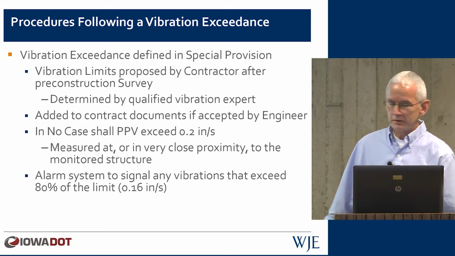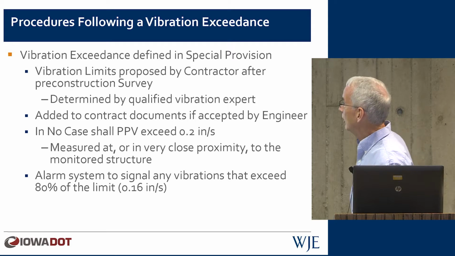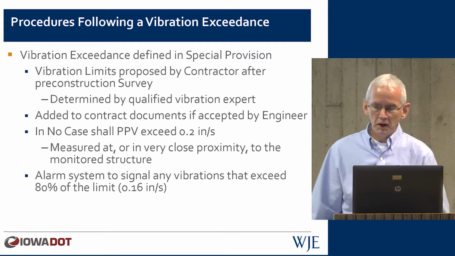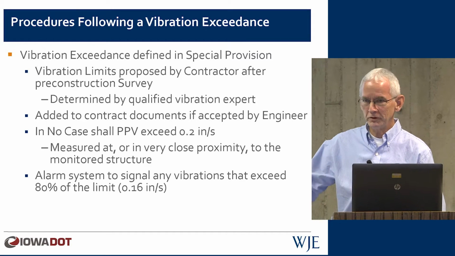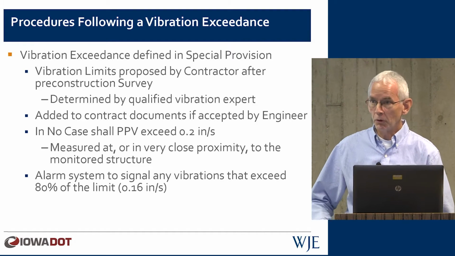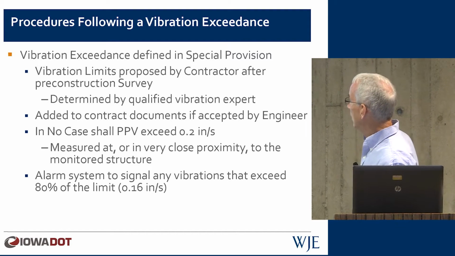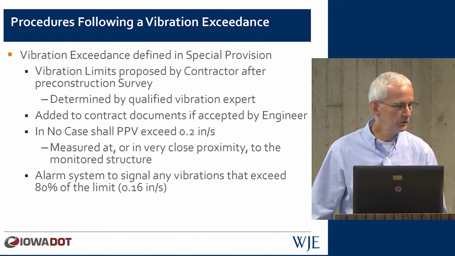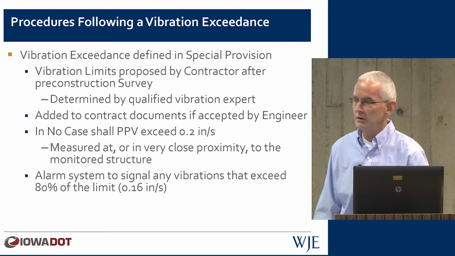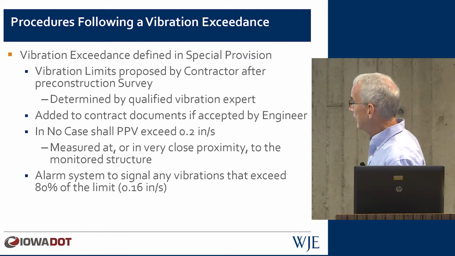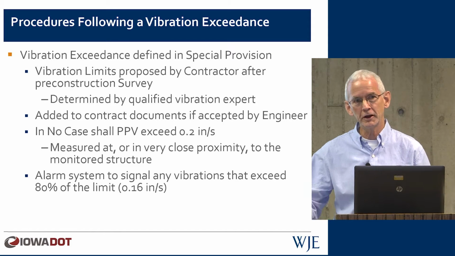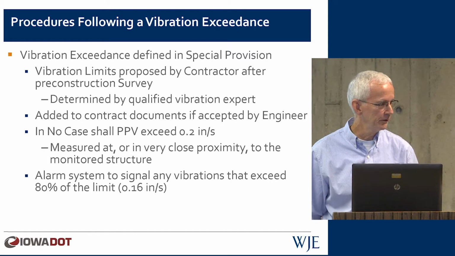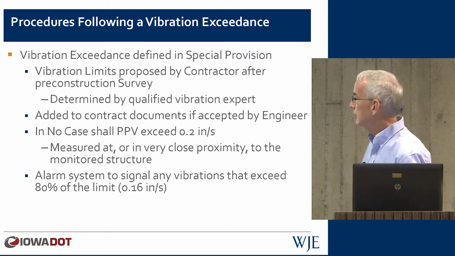The vibration limits are determined by the qualified vibration expert after they've gone through and looked at the structure and said, okay, 0.2 inches per second is okay, or we need to have something lower. It gets added to the contract documents if it's accepted by the engineer, which is part of the way the SP is written. And then in no case should it exceed 0.2 inches per second, again with our caveat that you shouldn't really need to worry about anything greater than 100 hertz in frequency.